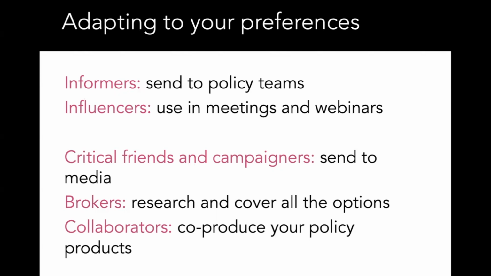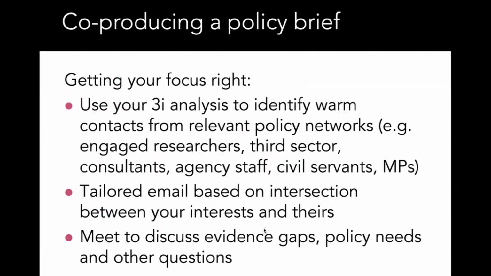So the informers amongst us are likely to want to send them to policy teams, but in a targeted way, using that 3I analysis and framed in a way that's going to resonate for those people. The influencers amongst us might want to use these in more two-way meetings and webinars. The critical friends and campaigners may actually send these products to the media at the same time. Whereas for the brokers amongst us, it's about researching and covering all of the options, being as comprehensive as we can. And for the collaborators, which is where I will finish, you may want to co-produce your policy products.